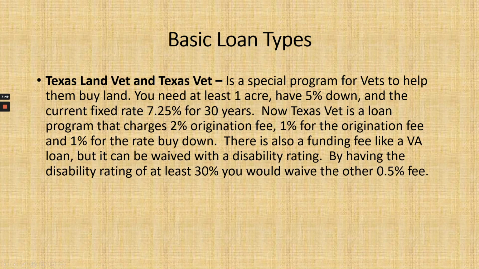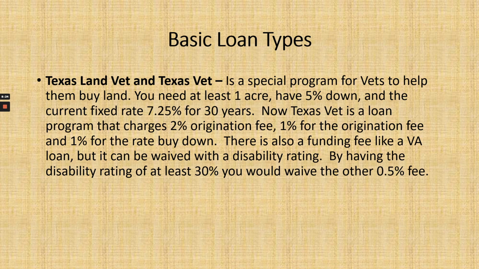Now the Texas Land Vet and the Texas Vet Loan, it's a special loan for veterans to buy land. You need to buy at least 1 acre and have 5% down. The current rate is somewhere around 7.25. I didn't check in the last couple weeks to make sure that's the same, so take that with a grain of salt, for 30 years. The good thing is if you buy a $100,000 piece of property for 10 acres and you only have to put 5% down, that's only $5,000 down. And then you can finance the rest for 30 years. So it's a very good loan for veterans to get land at very least expense.